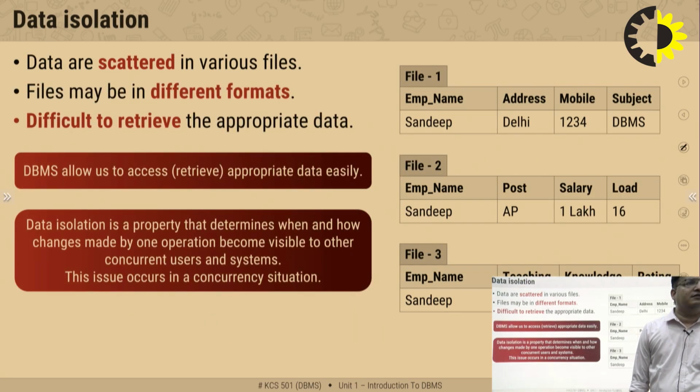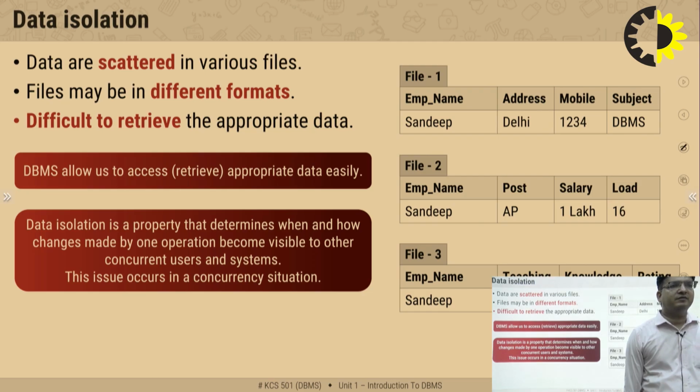Next is data isolation. See, the data is scattered in different files. Regarding Sandeep, the data is scattered in different files. In one file, I have the address. In another file, the salary and the load, and in another file, the teaching and knowledge ratings. So the data is scattered in 3 different files in this particular example, and the files have different formats. So it is very difficult to retrieve the appropriate data. DBMS allows us to access or retrieve the data easily.